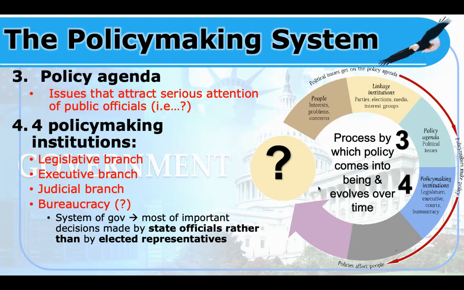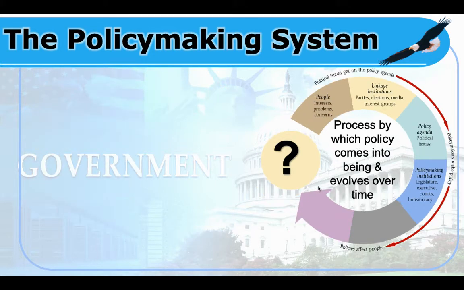So now, if it's heard well enough, let's say same-sex marriage gets all the way to the policymaking institutions, now they have to make a decision on that. And who made the decision on same-sex marriage in 2015? Was it the legislative, executive, or judiciary? And we'll talk about that in a second when we get to it.